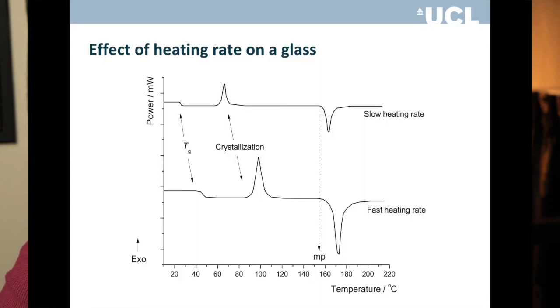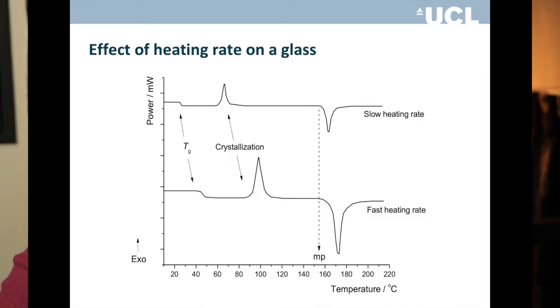The bottom line on this graph says fast heating rate. It's the same sample run in the same instrument, it's just a faster heating rate. And I put this here simply to show you that if you're trying to characterize a material with a DSC, sometimes it can be really useful to run the same sample at two different heating rates. I try and encourage all the PhD students to do this.